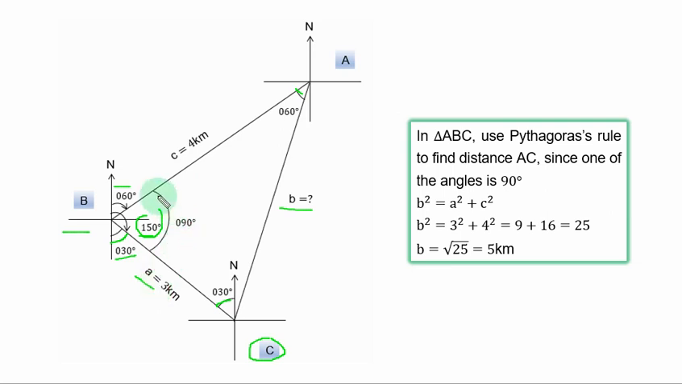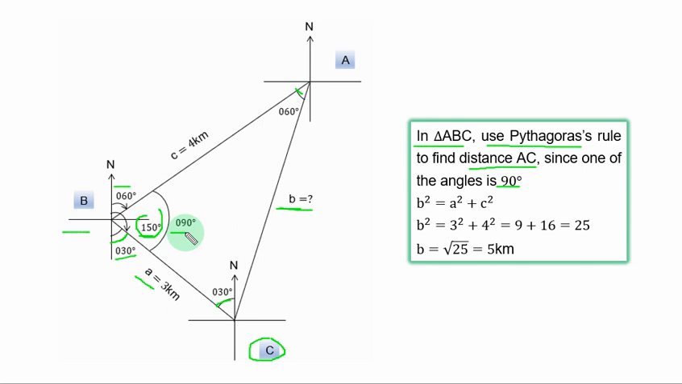Since angle B is 90 degrees, we can get this side, the distance between city A and C, by Pythagoras rule. In triangle ABC, use Pythagoras rule to find distance AC, denoted by small letter b, since one of the angles is 90 degrees and the side that is facing the right angle is the longest side or the hypotenuse.